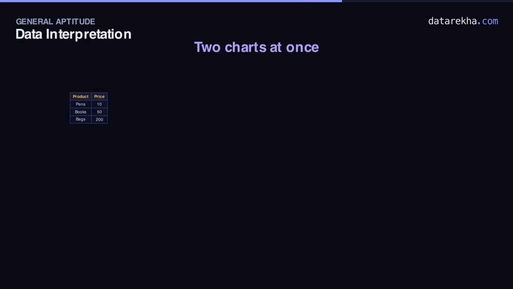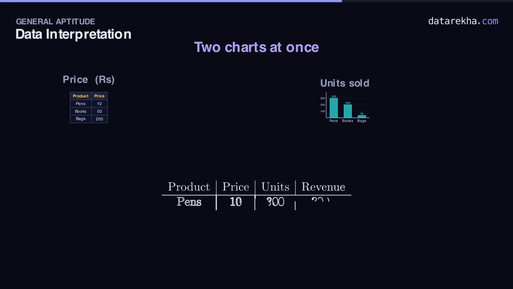The hardest questions make you read across two displays at once. On the left, a table of prices. On the right, a bar chart of units sold. Neither, by itself, tells you the money made. You have to combine them. Revenue is price times units, product by product.